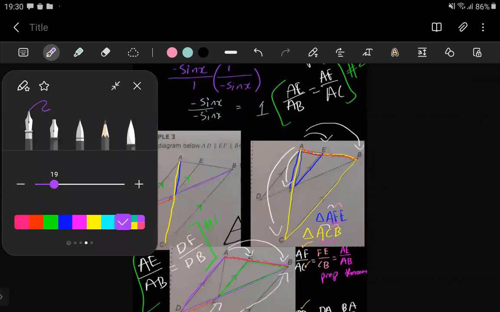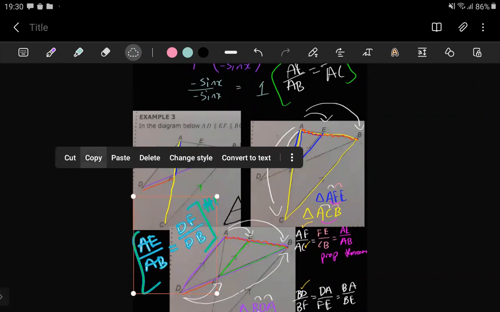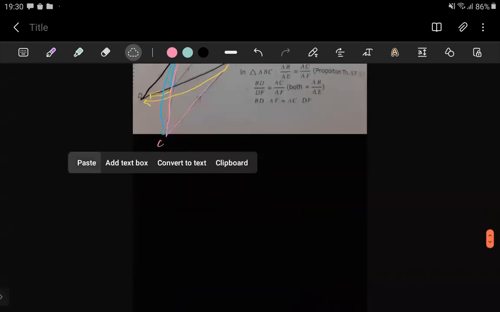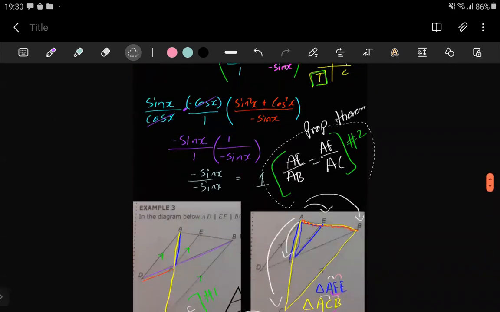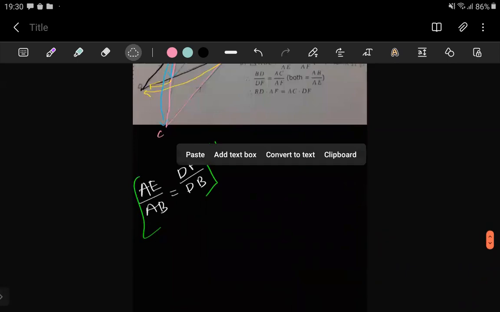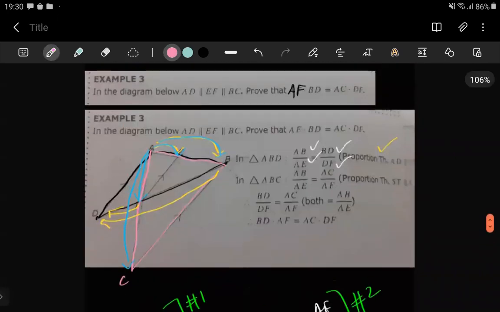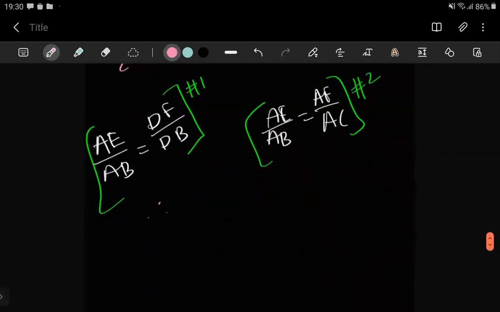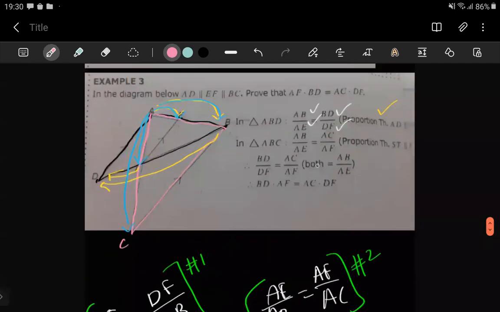So from all that being said, we know that this here, let me just copy it so that we can take it down to the bottom. Let me paste this over there. And then this that we have up here is also equal to AE over AB, so let's paste this over here as well. These two, we said they're equal to the same thing. So as a conclusion, according to what they did here, therefore DF over DB is going to be equal to AF over AC because they are both equal to the same thing.